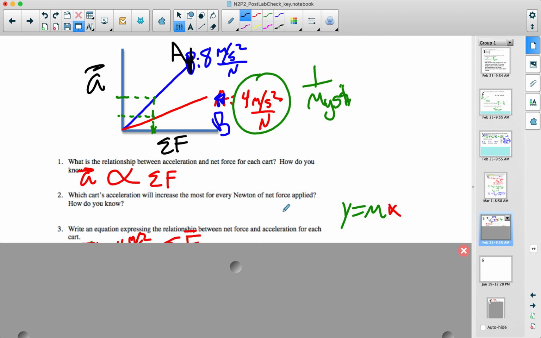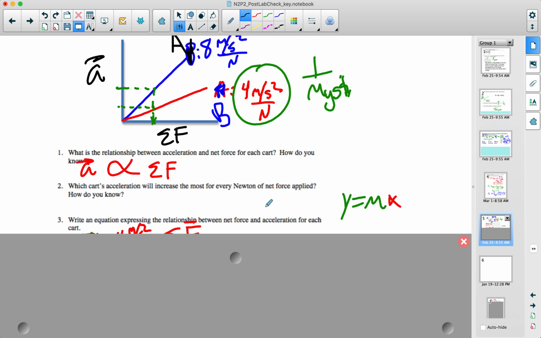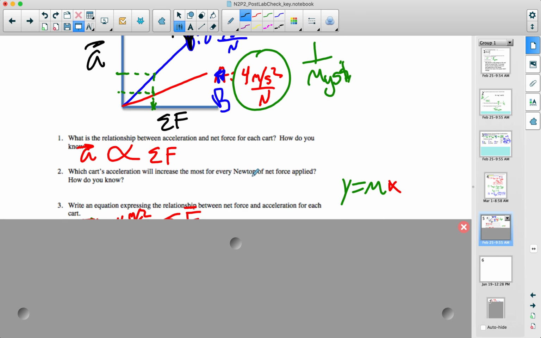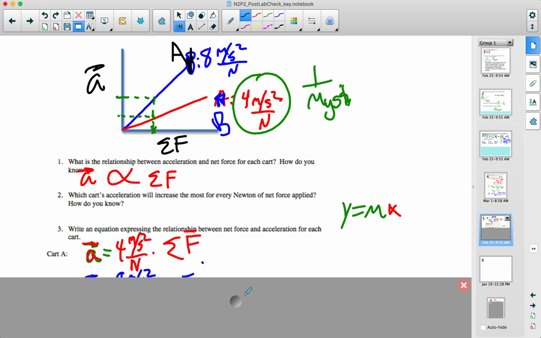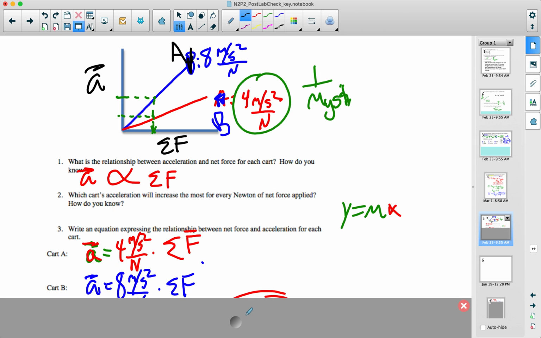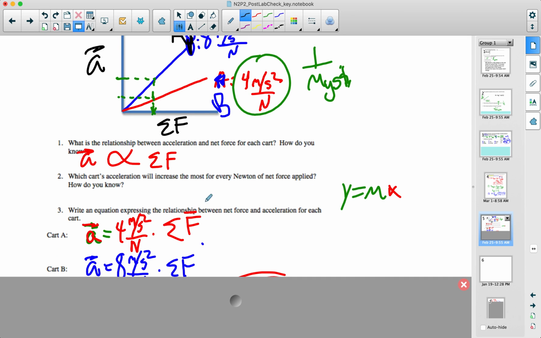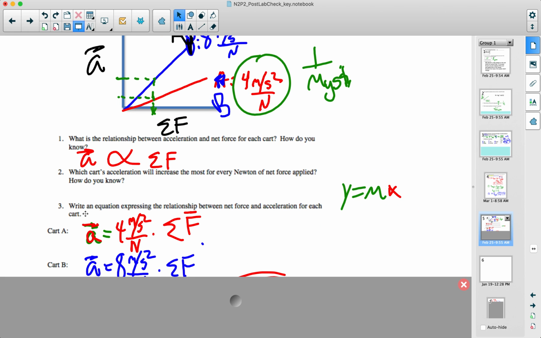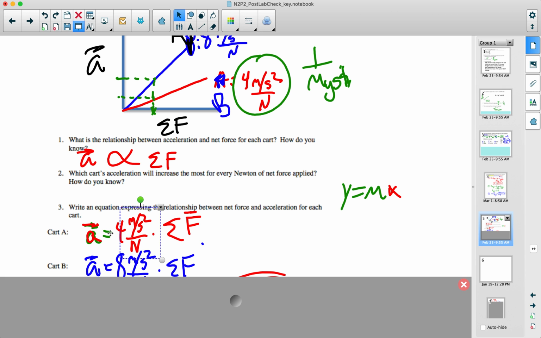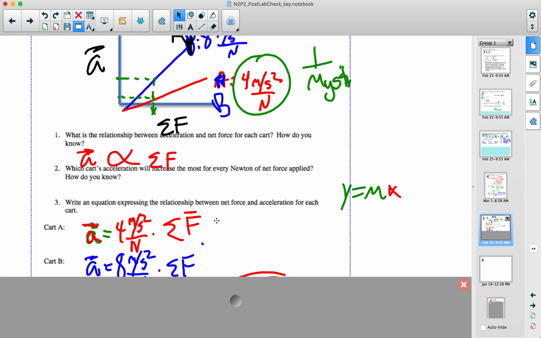Next up, write an expression with the relationship with net force for each of these. Once again, I might have the letters mixed up on these because I had done these ahead of time. It looks like A and B, and A is the steeper one. Anyway, these are opposite of one another.